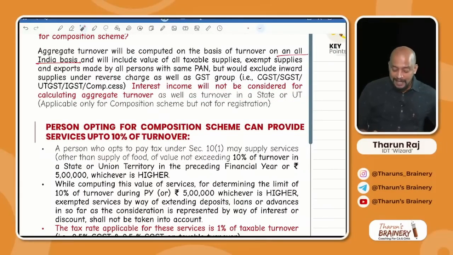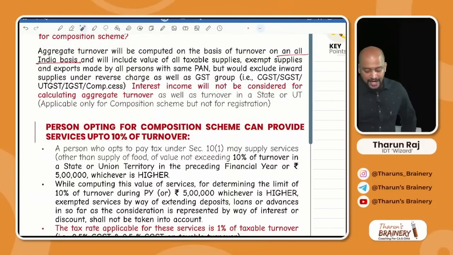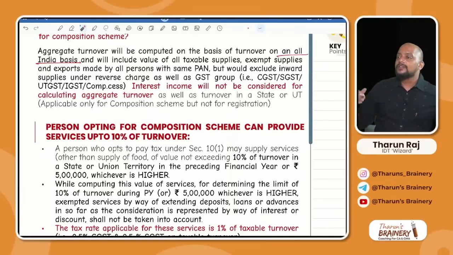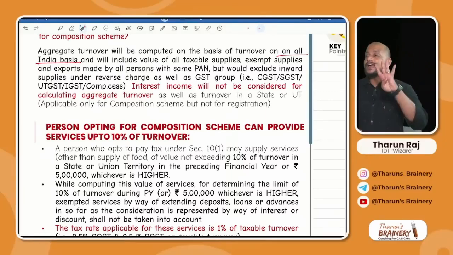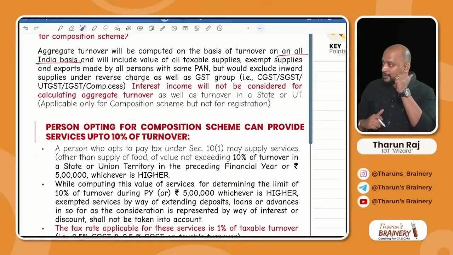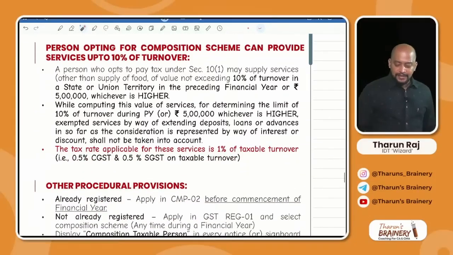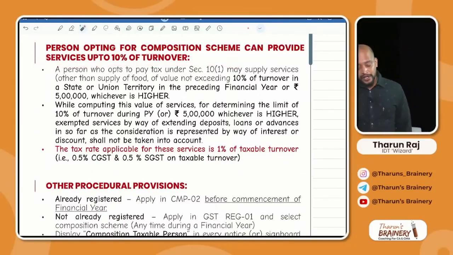Okay, but this meaning of aggregate turnover and turnover is applicable only for the composition scheme, but not for registration. For registration, the regular meaning of aggregate turnover, what is that? So 4 plus 2 minus. What are the 4 plus? Taxable supply, exempted supply, non-taxable supply, zero rated supply, and it excludes inward supply under RCM and GST taxes. Got it?